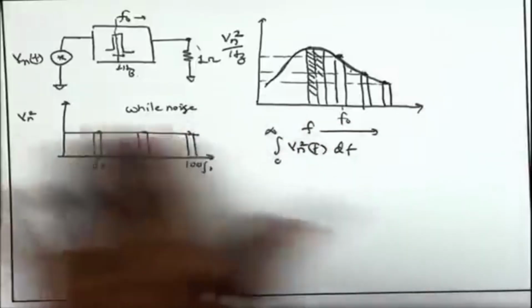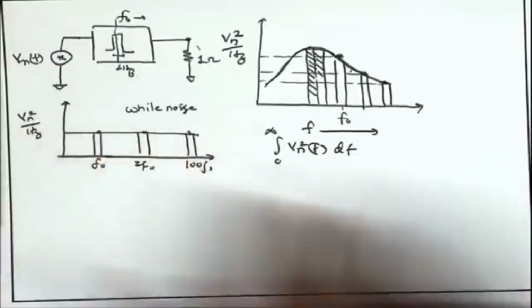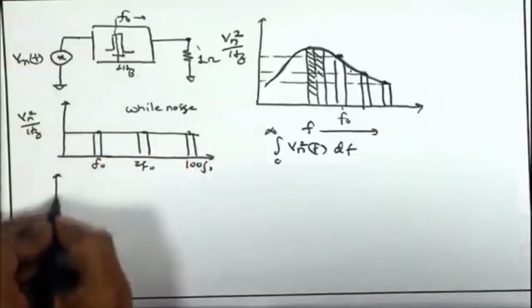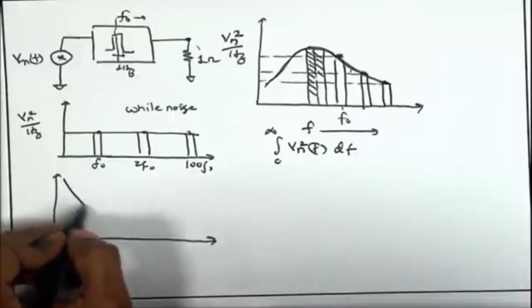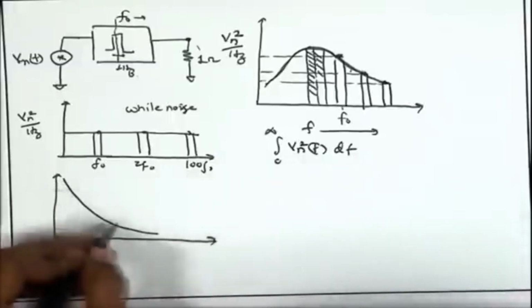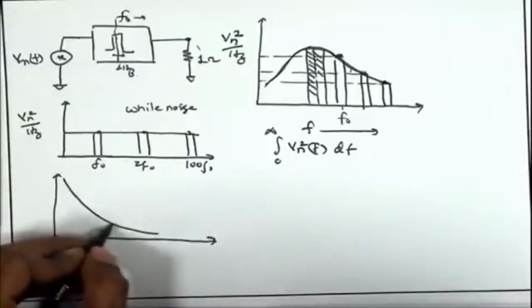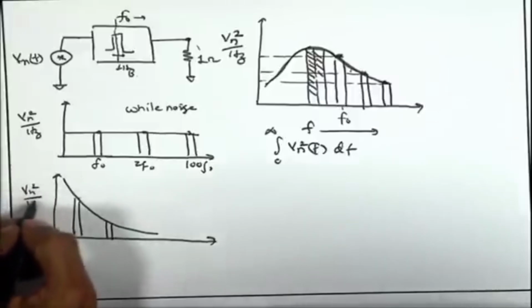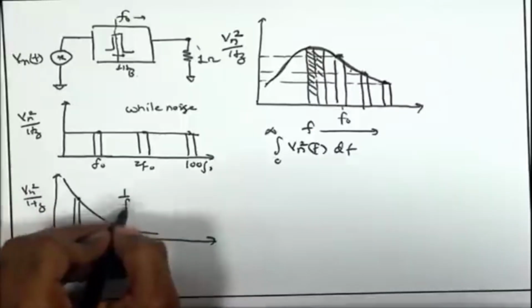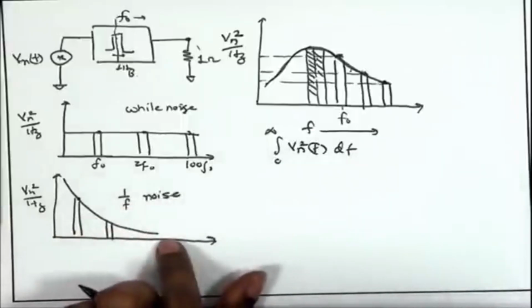So, white noise is one commonly encountered spectrum. Another common spectrum is 1 upon f noise, where the noise increases at lower frequency. As we go towards lower and lower frequencies, the noise goes on increasing. So, this is 1 upon f noise, which is also very commonly encountered in circuits.